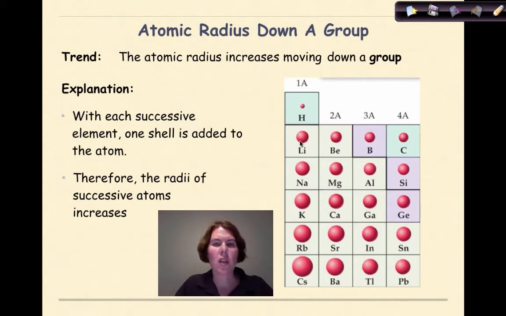So if we look at lithium and we say, okay, here's my nucleus right here, and here's going to the outermost edge. Compare that amount of distance, roughly, to if I had cesium down here, and the distance for atomic radius at the outermost edge there. The atomic radius for cesium is going to be much larger than that of lithium.